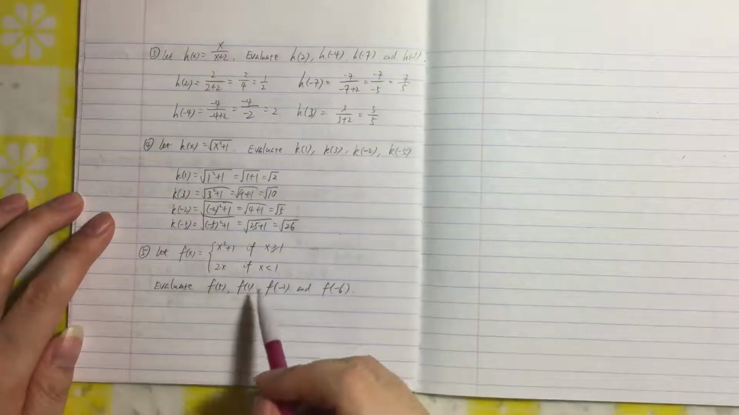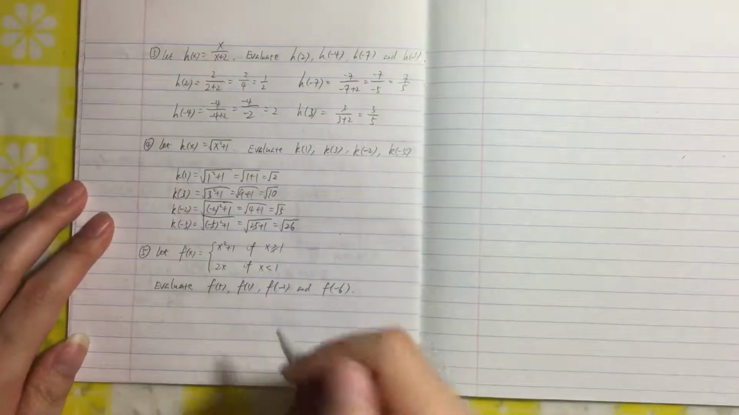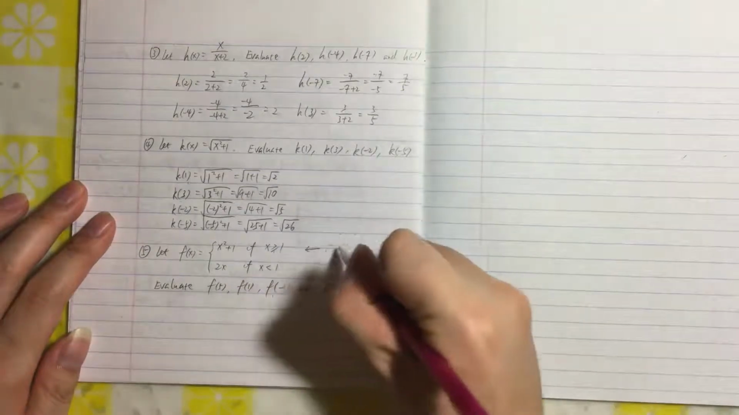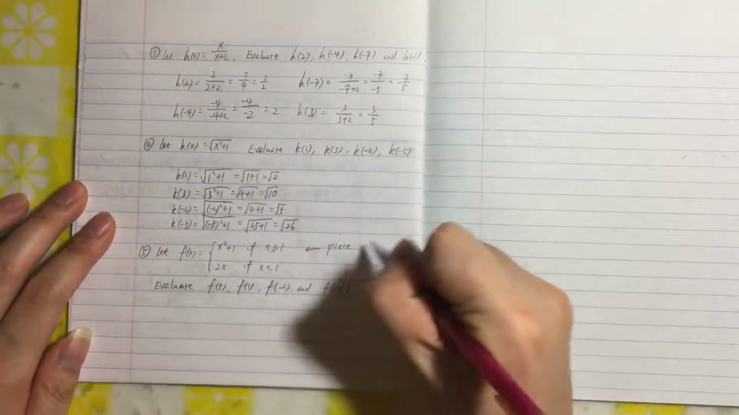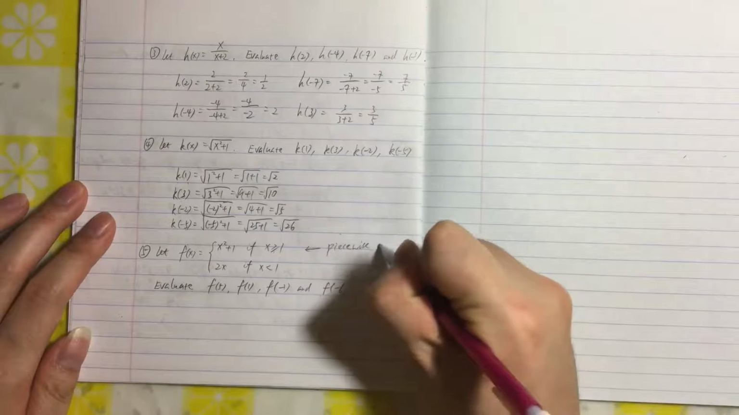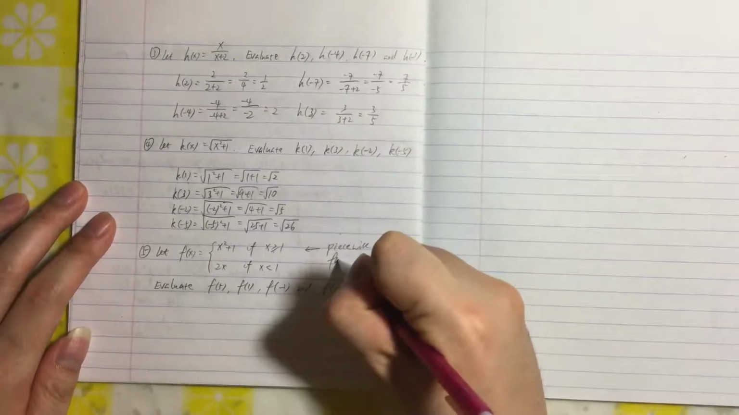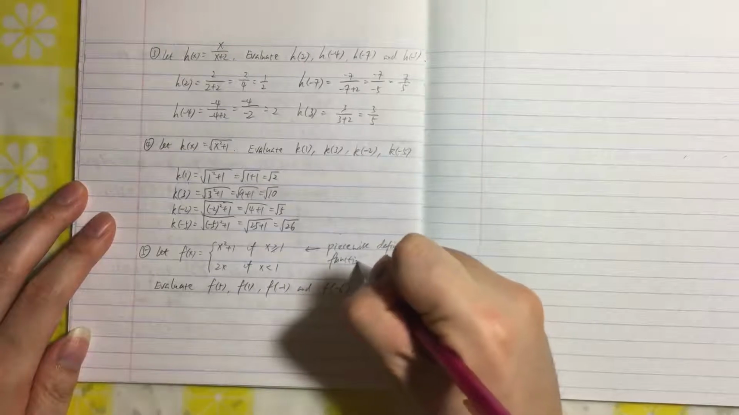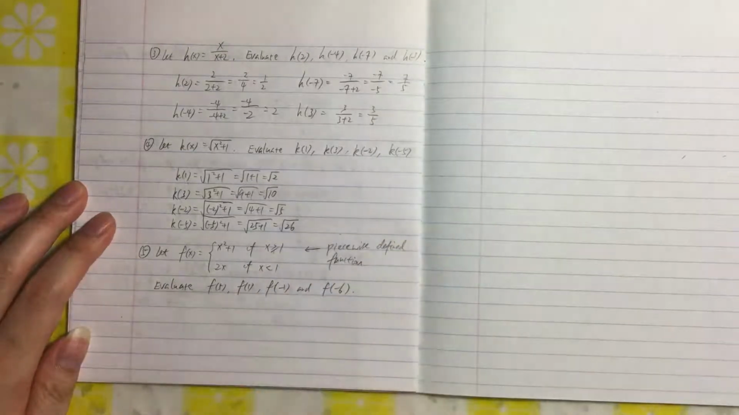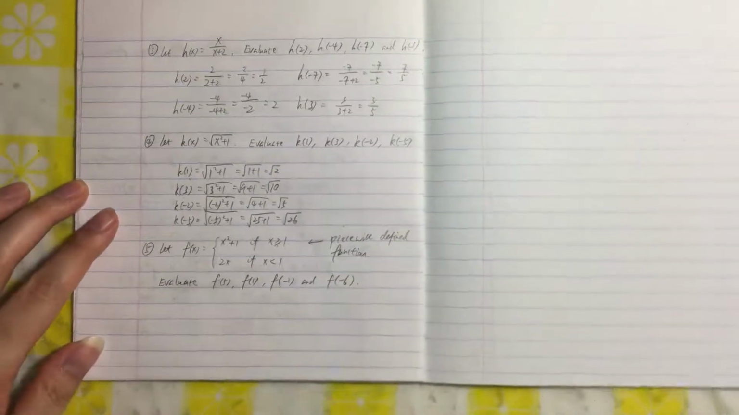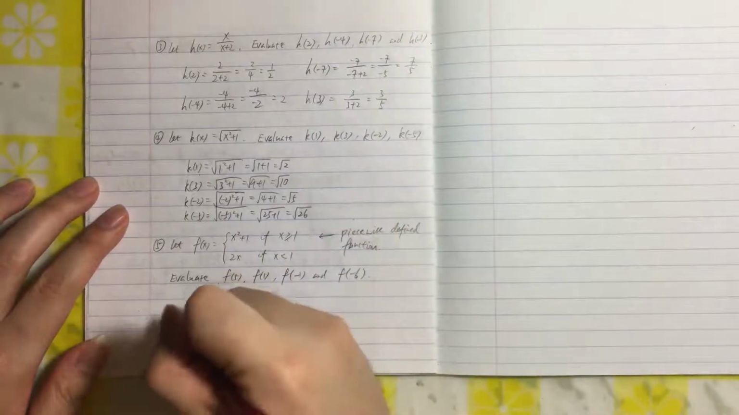Here, a function in this form is called a piecewise defined function. Then how do we evaluate f of 5?